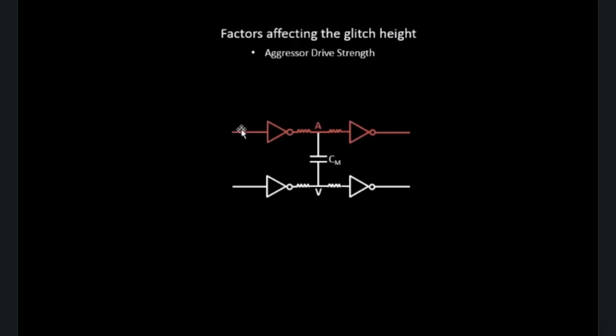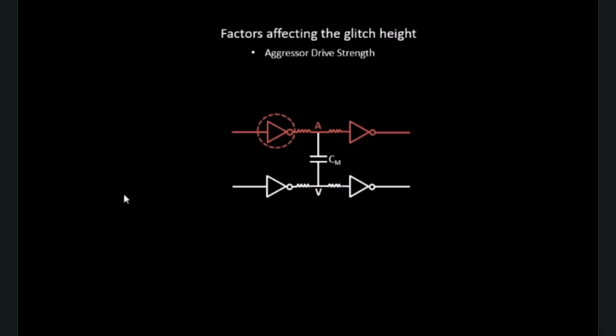So let's continue. We take up the same circuit where we have this particular aggressor, we have this particular victim, and the gate that is connected to this end of the aggressor is referred to as driver, and the gate that is following is referred to as load. So basically this is the aggressor driver that we are talking about. Now we have to check what should be the drive strength of this particular gate that will affect the glitch height, and how it affects it actually.